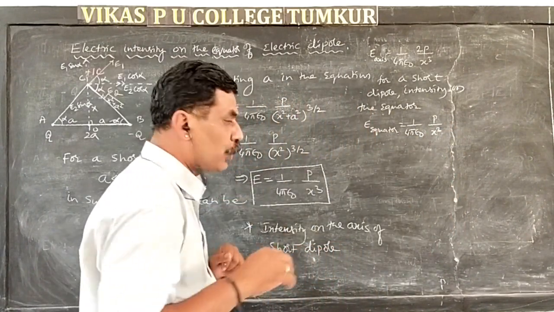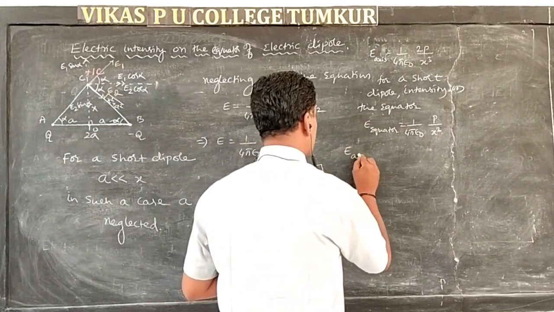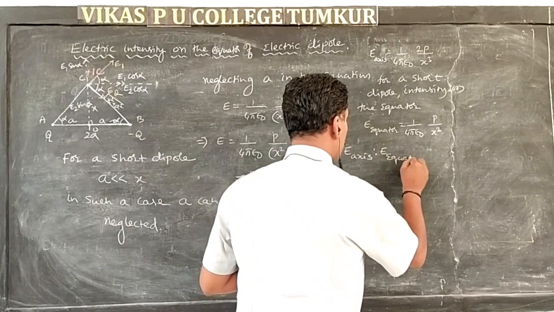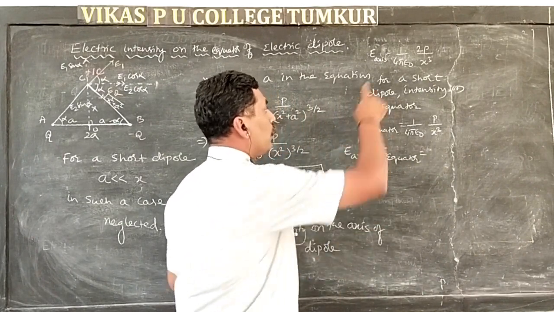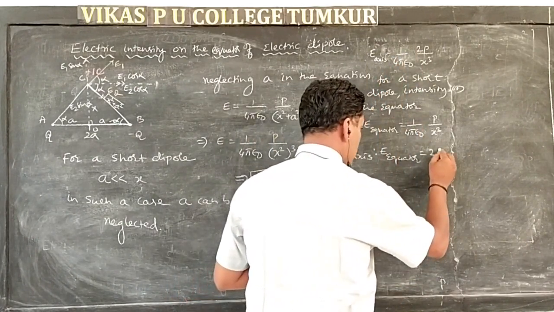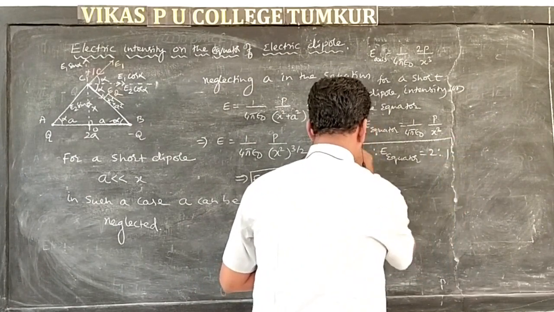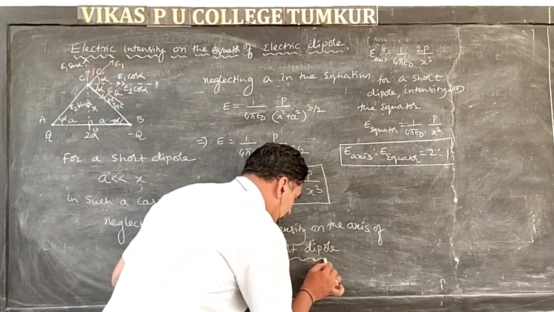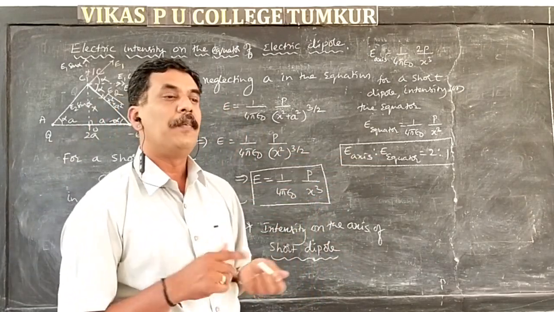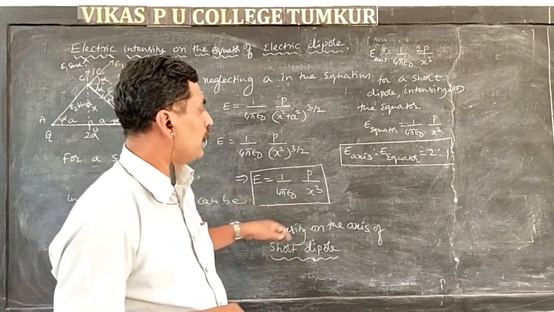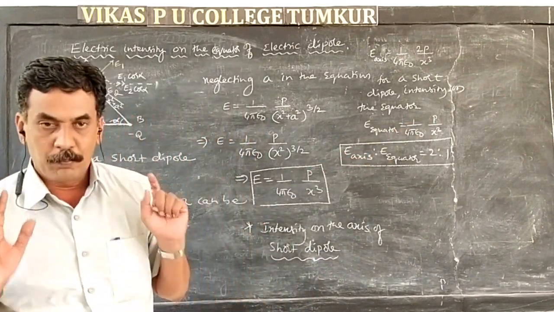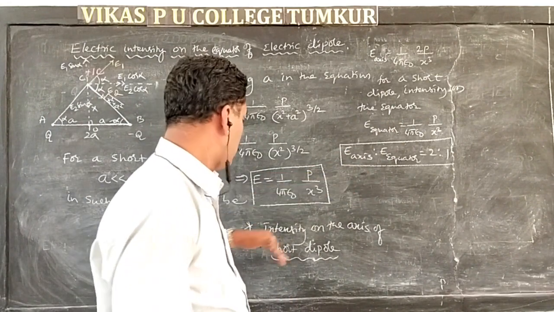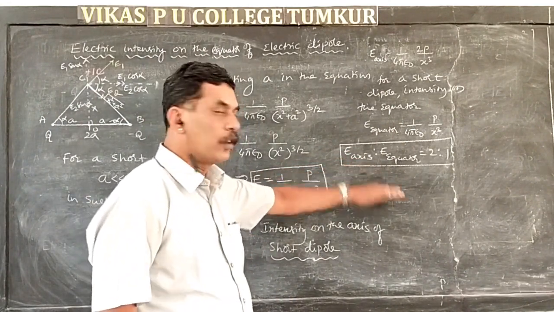Isn't it? So take the ratio of the two. E axis to E equator is equal to, see, here there is 2, here there isn't, that's all. So 2 is to 1. This relation holds good only for a short dipole. If it is not a short dipole, then you cannot say that this relation holds. So you practice all this, which is very important. Some of the questions will be asked in CET regarding this concept also. So practice well.